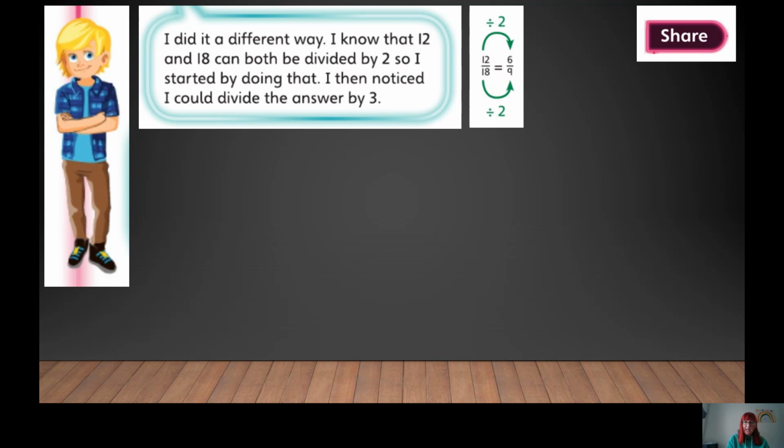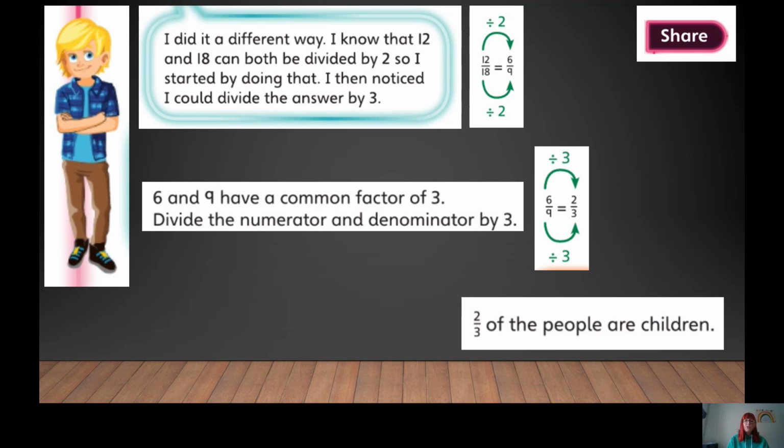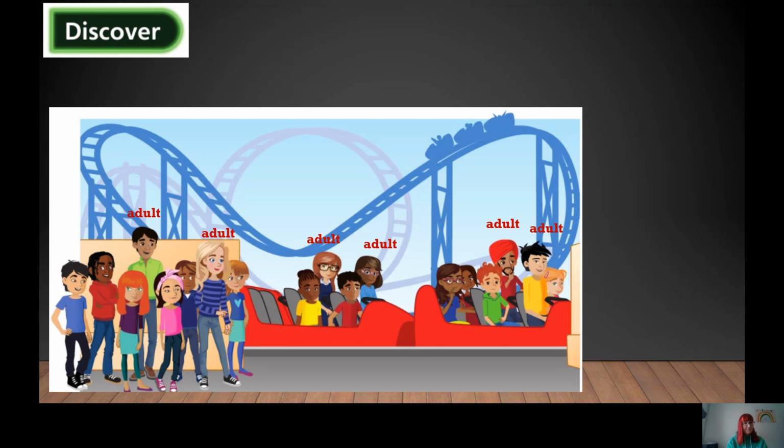But let's see if we can go lower than that. This is where the other common factor of 3 comes into play. We divide the numerator and denominator by 3 again, and it simplifies 6/9 this time to 2/3. Now that was the original answer when we had a common factor of 6. So therefore, 2/3 of the people are children. Yeah, I'm good with that.